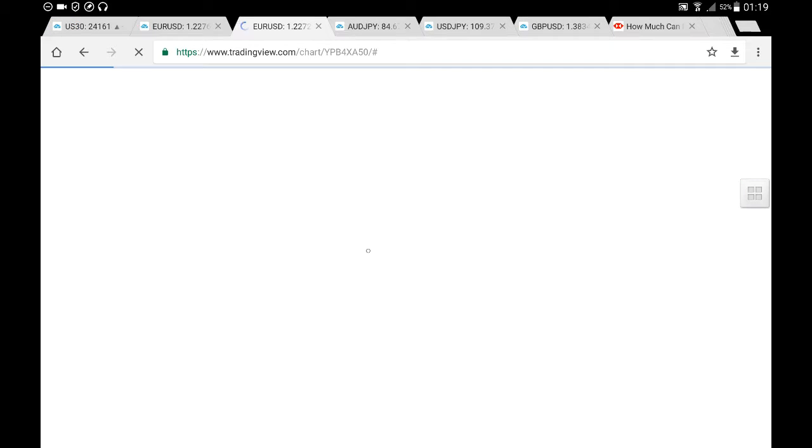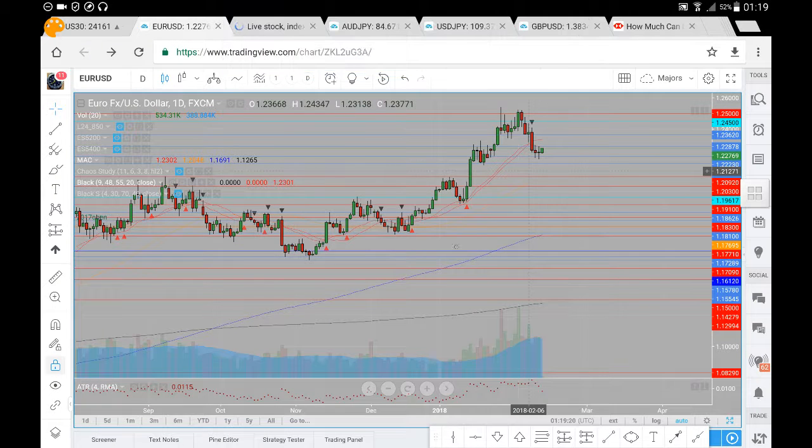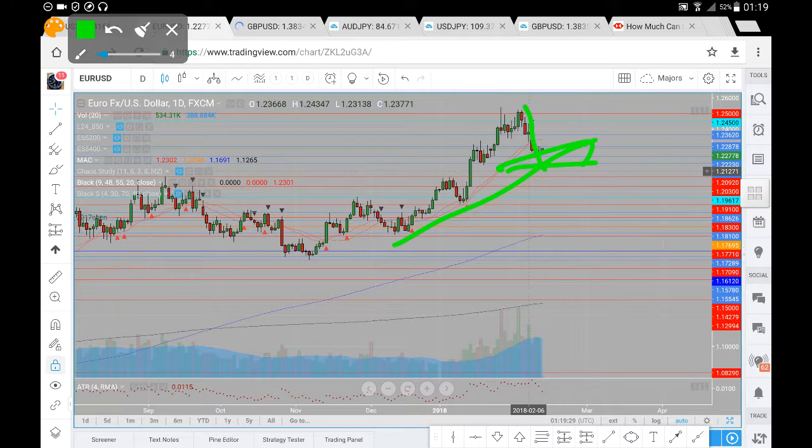Overall here on this daily time frame, we still do appear to be poised for further upside momentum, even though we've retraced quite a bit from this 125 level. And with that said, that pretty much wraps up the euro dollar analysis.